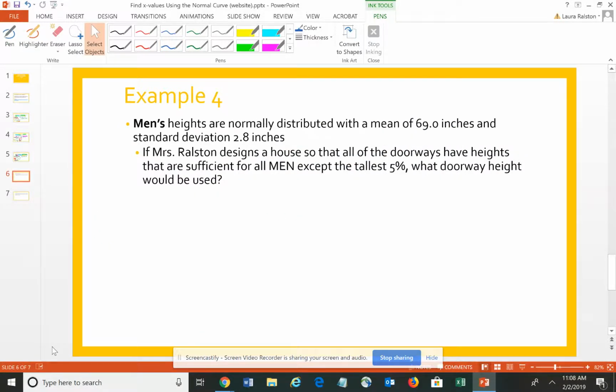Men's heights are normally distributed with a mean of 69 and a standard deviation of 2.8. If Miss Ralston designs a house so that all the doorways have heights that are sufficient for all men except the tallest 5%, what doorway height would be used?